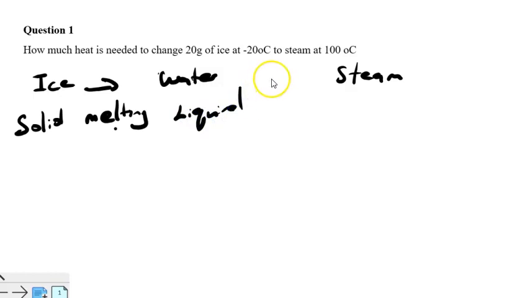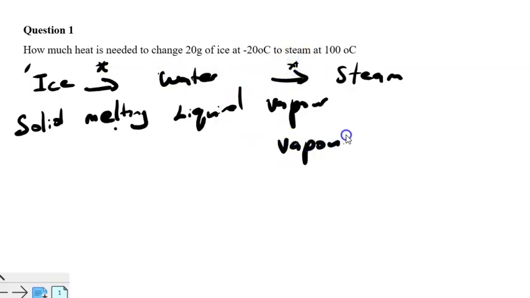And then we're going to have a change of state, and we're going to have vapor being formed. We're just going to use the word vapor there. So we'd have to account for the changes here. We're going to have a change in state here, and a change in state here. We're going to call this vaporization. And then we're going to have fusion.